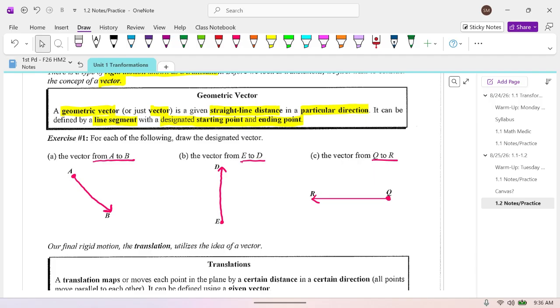Now, how do you think vectors connect to translations? What is actually a translation? It's just moving points, or what's a better word for moving? Shifting. It's just shifting points. Are we changing anything size-wise? No. So how do you think vectors connect to translations? Think about the definition of a vector and the definition of translation. How does it connect?